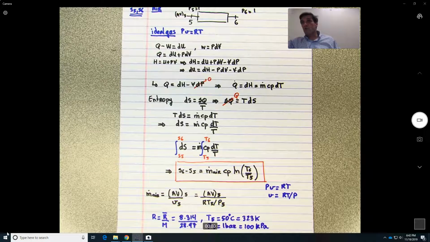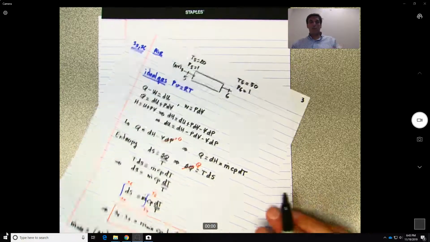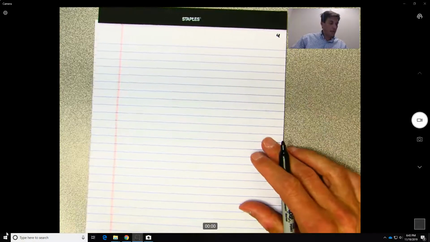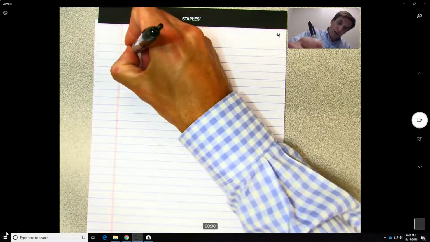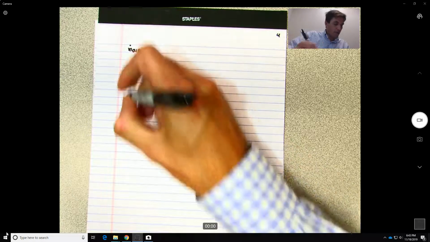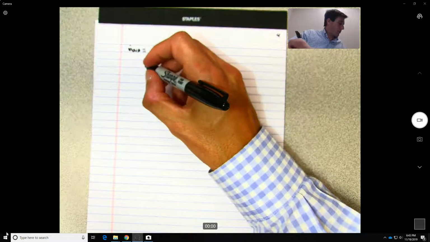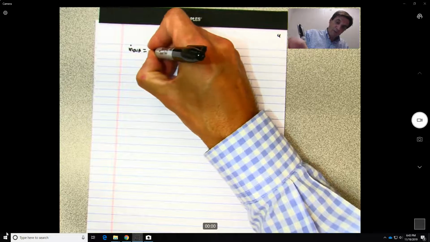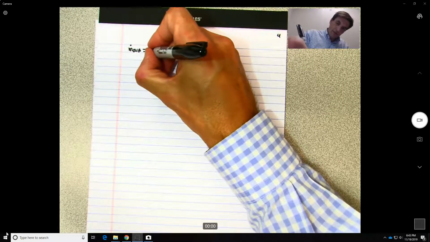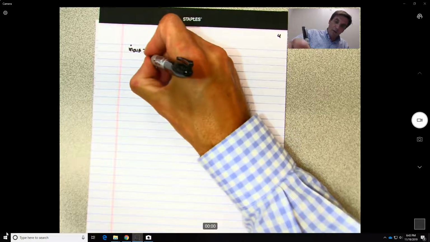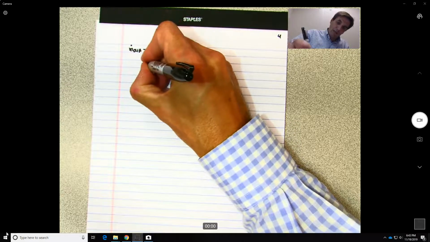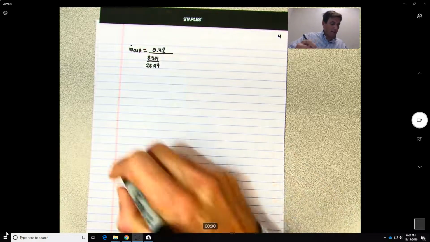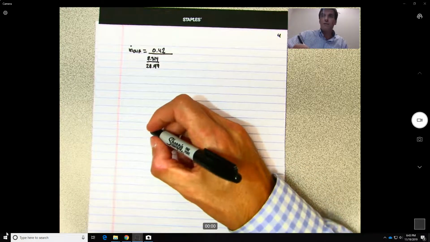So if we do the substitutions, so let us go to the next page to do the substitutions. We are going to get that mass flow of air is equal to what? AV5 in the problem was given to be equal to 0.42 divided by 8.314 divided by 28.97 times T5.